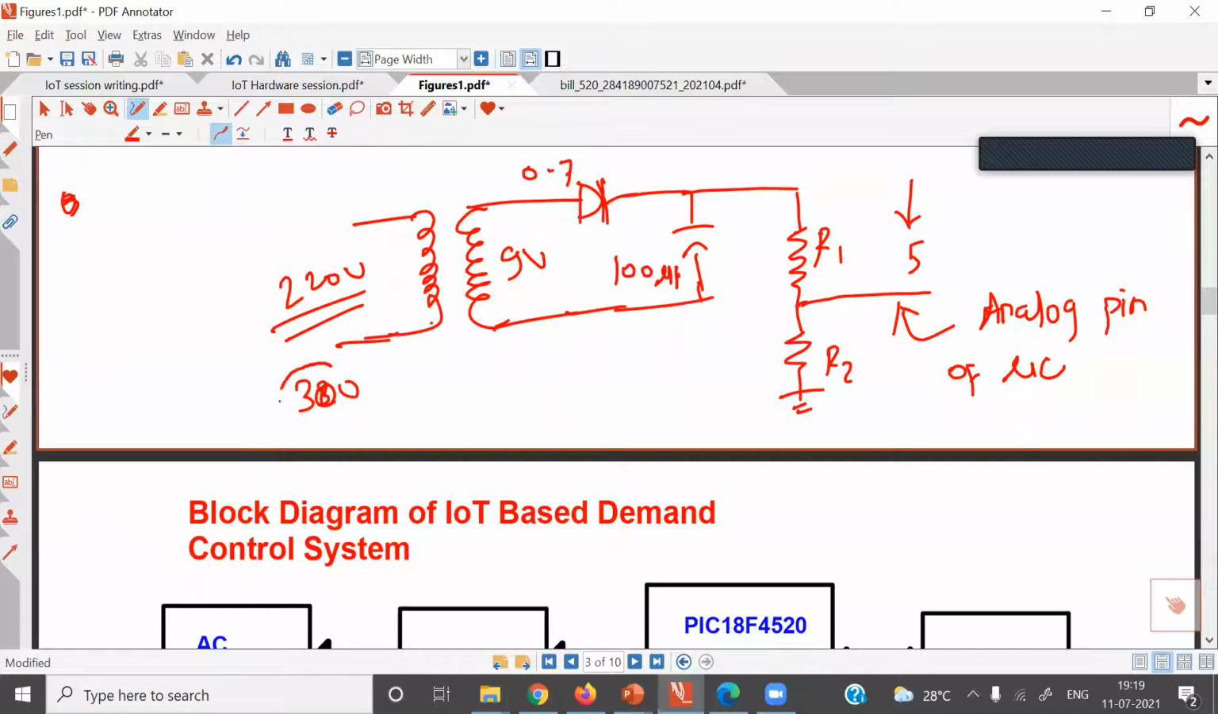What is our highest voltage here? 300 volt. So if we divide 300 by 2 raised to 10, where 10 is the number of bits in the ADC, so 300 upon 2 raised to 10, we get 0.29 volt. So we can differentiate input AC voltage in steps of 0.29 volt. So this is the resolution.